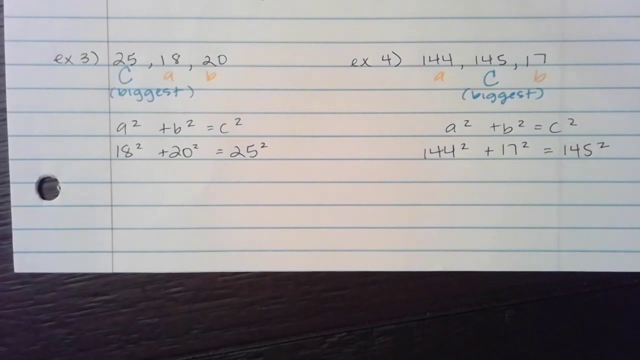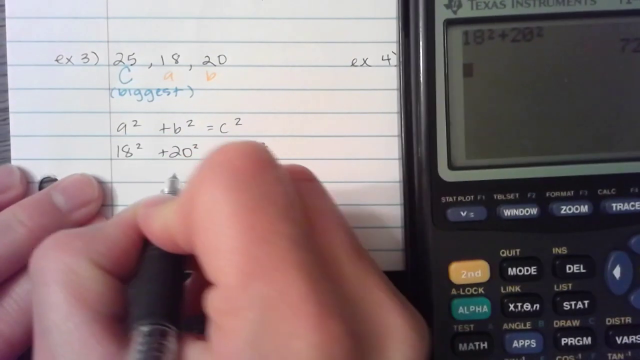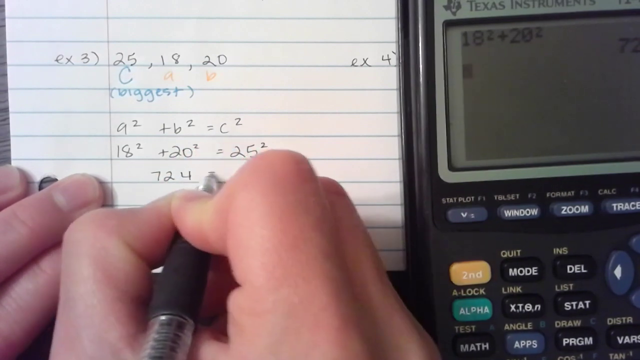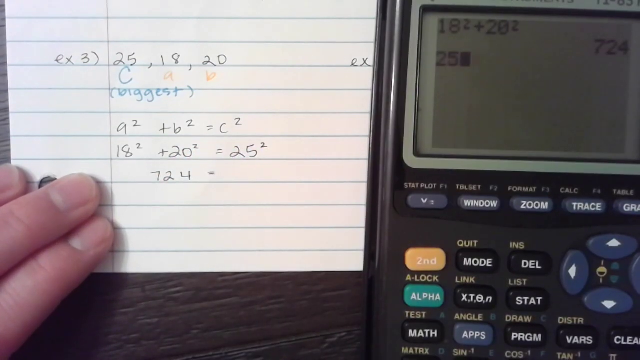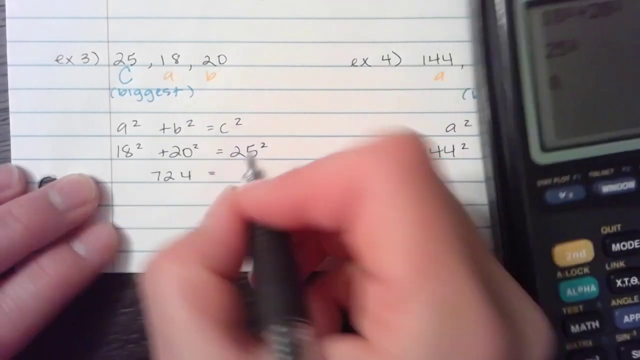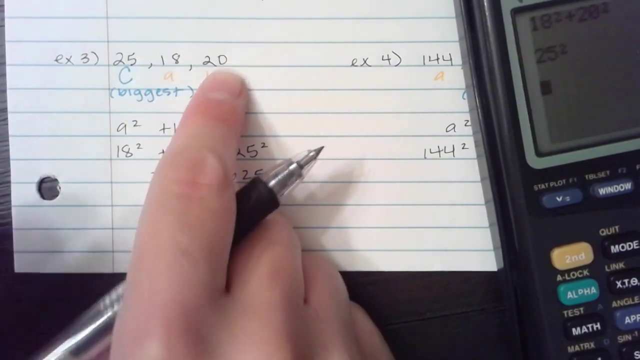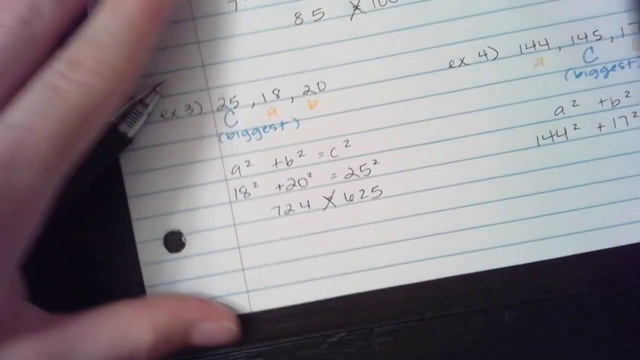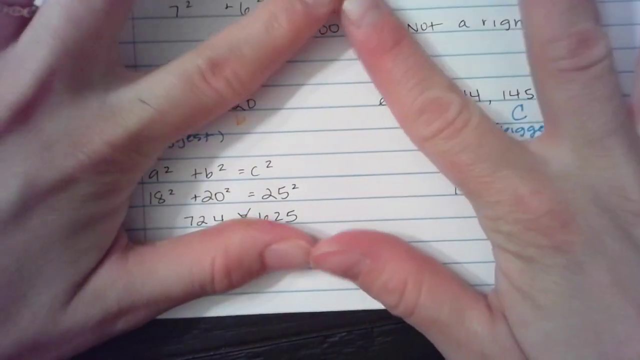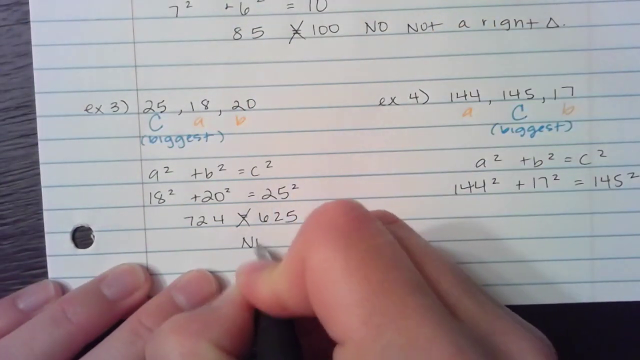I'm going to use my calculator for this. I'm not even going to type in what 18 squared is. I'm going to type in what 18 squared plus 20 squared is, and that's 724. And I do know what 25 squared is, and I know that it's not 725 or 724. It's 625. Nope. Those three numbers might make a triangle. If I was to make a triangle with sides 25, 18, and 20 it would make a triangle, but it wouldn't necessarily make a right triangle, so no.